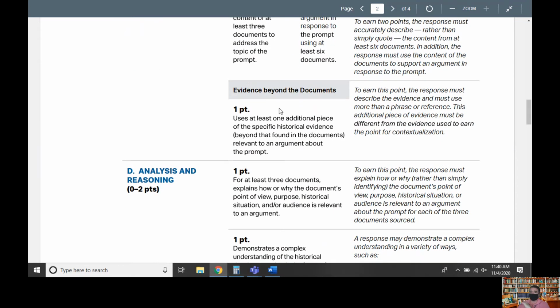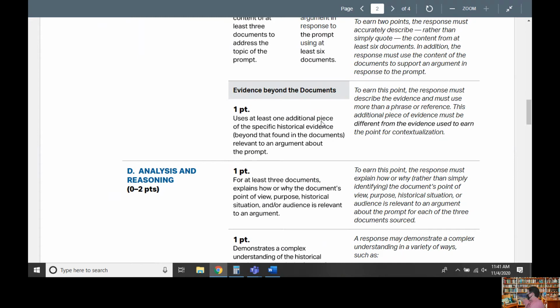Your next evidence point, this is where you got to actually know something. You got to know something outside the documents. This is you providing at least one specific detail, one specific piece of evidence that's nowhere in the documents and explaining it. That's how you get that point.